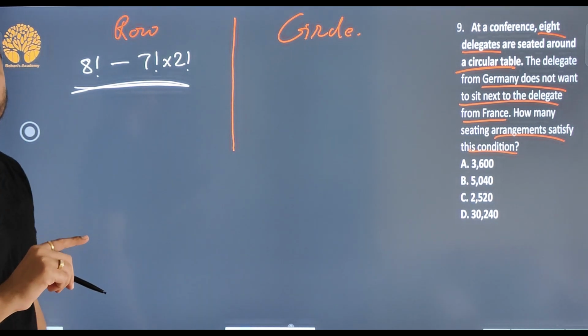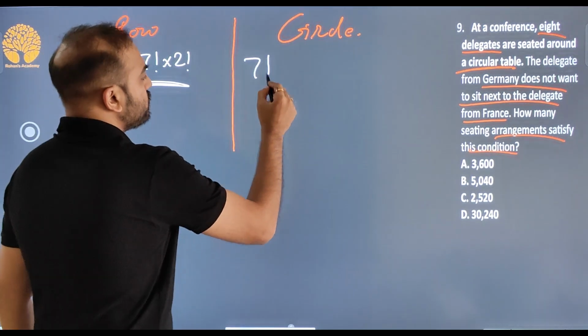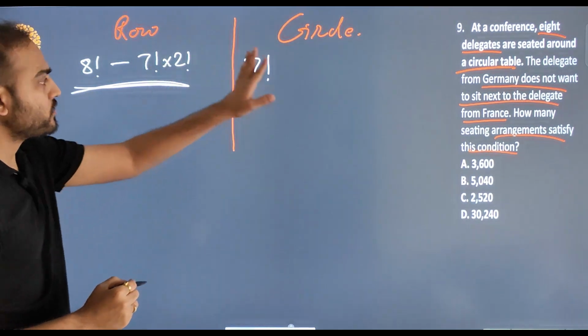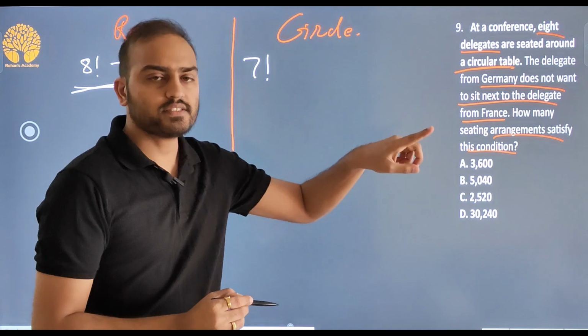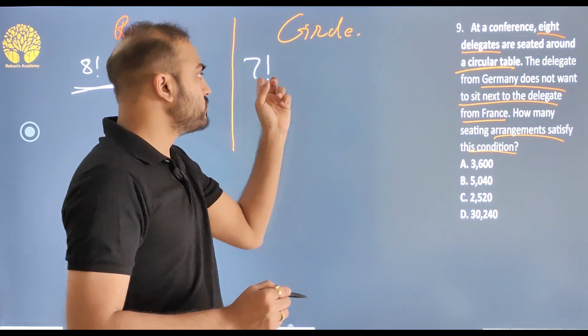What did I tell you? What happens in a circle? The total reduces by 1. So the total now becomes 7 factorial. If you look at the corresponding total, it becomes 7 factorial, because of the total cases, there are 8 people, 1 you will fix, 7 remain, so 7 factorial.